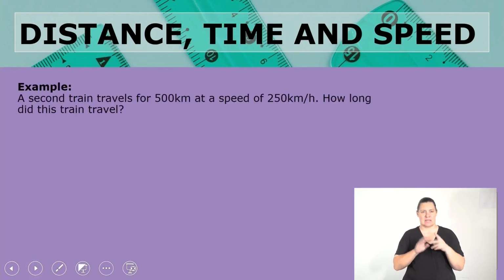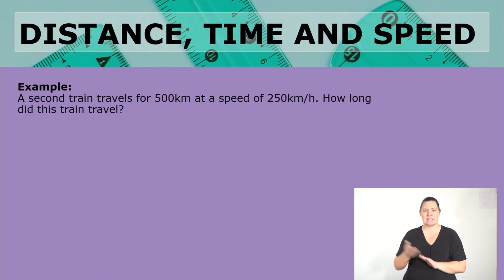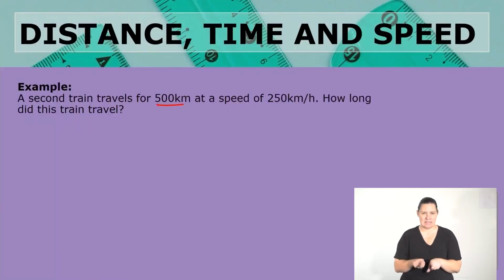Let's look at a second example. A second train travels for 500 kilometers at a speed of 250 kilometers per hour. How long did this train travel? Now, it's a second train, the same distance, but now the speed is different. What happened to the speed? The speed has increased. So let's look at how we are going to solve that question.